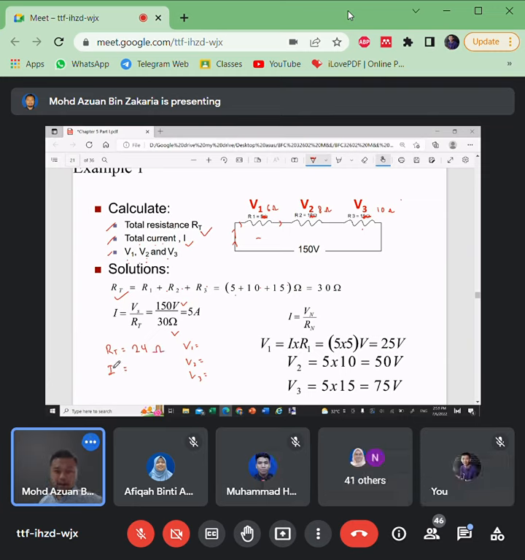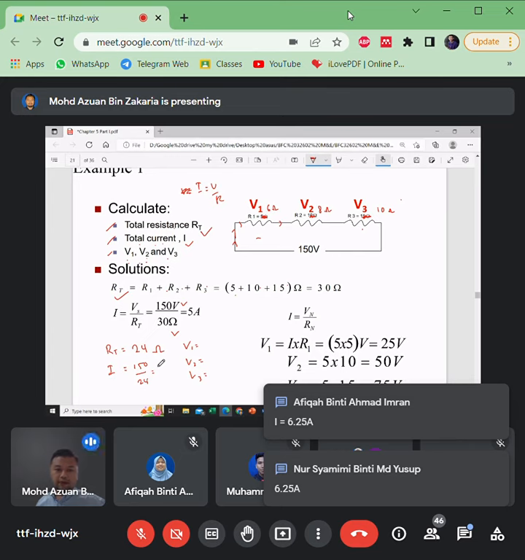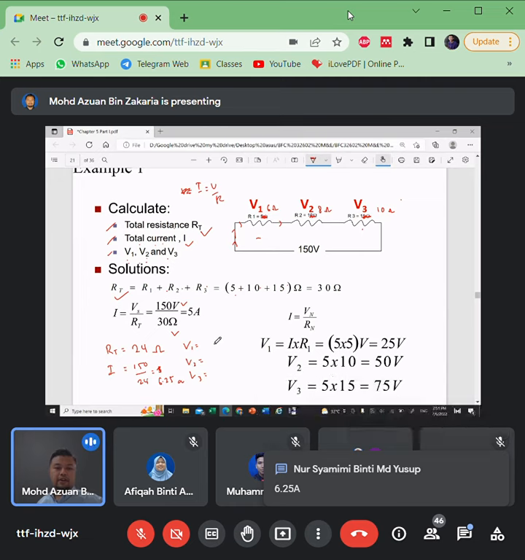And then current. So current, if you use the equation I equal to V over R, means V is 150 divided by 24. It is equal to 6.25 ampere. 6.25 ampere. And then V1.